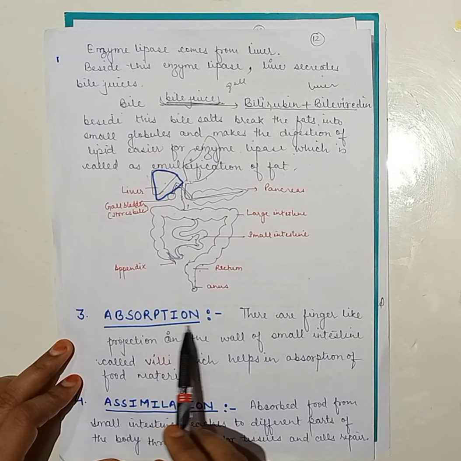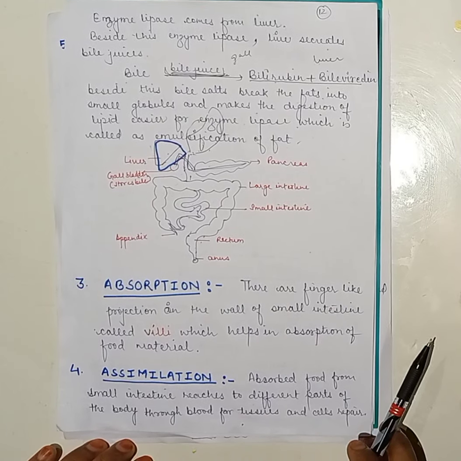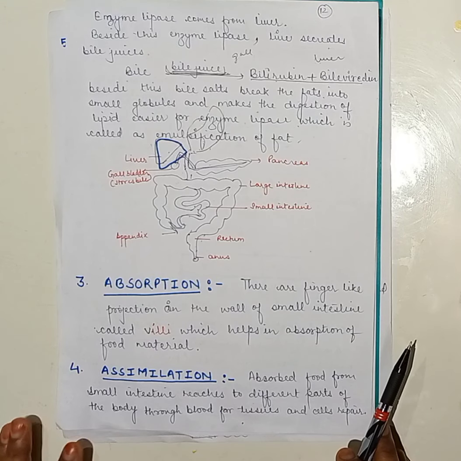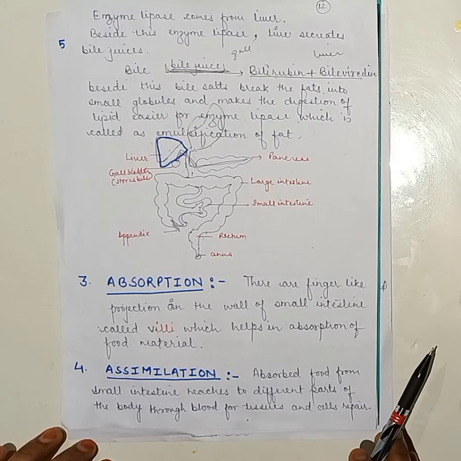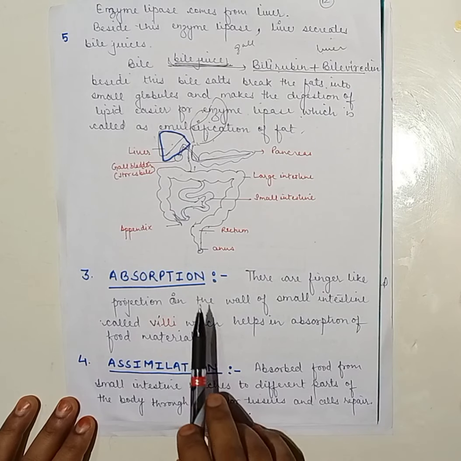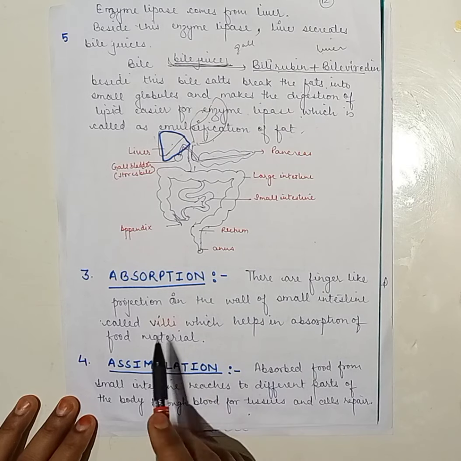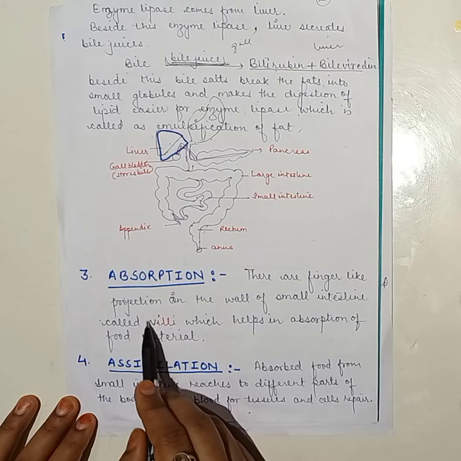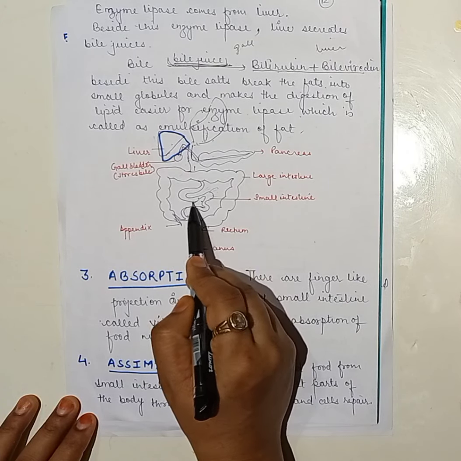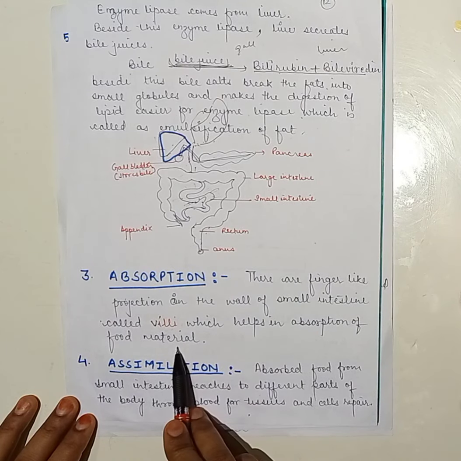Now the third step is absorption. How does the absorption of the food take place? Now the food is completely broken down, right? Not partially, it has been broken down into smaller units. Now absorption of the food material takes place. Now in the villi, these are the finger-like projections present on the wall of the small intestine, and their function is absorption of food material.